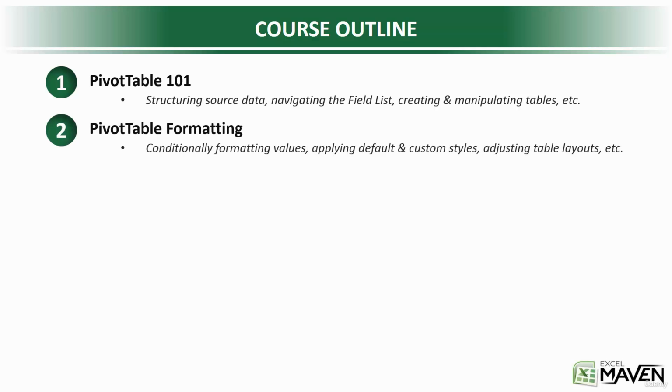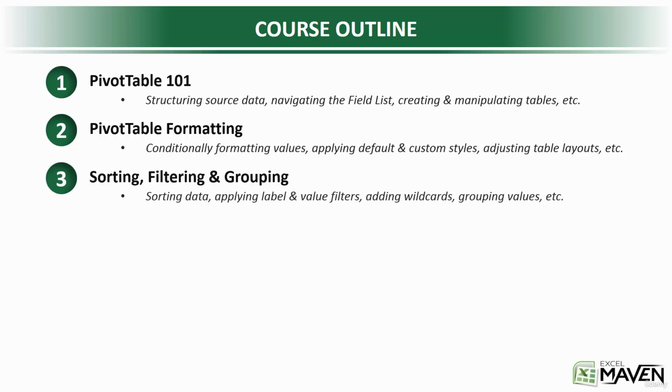And then from there, we'll dive into section 2, which is all about formatting. This is the look and feel of your pivot tables. We'll cover conditional formatting rules, default and custom styles, table layouts, etc. Section 3 is where things start to get a bit more interesting. So this is sorting, filtering, and grouping tools. We'll talk about label and value filters, wildcards, grouping options, etc.